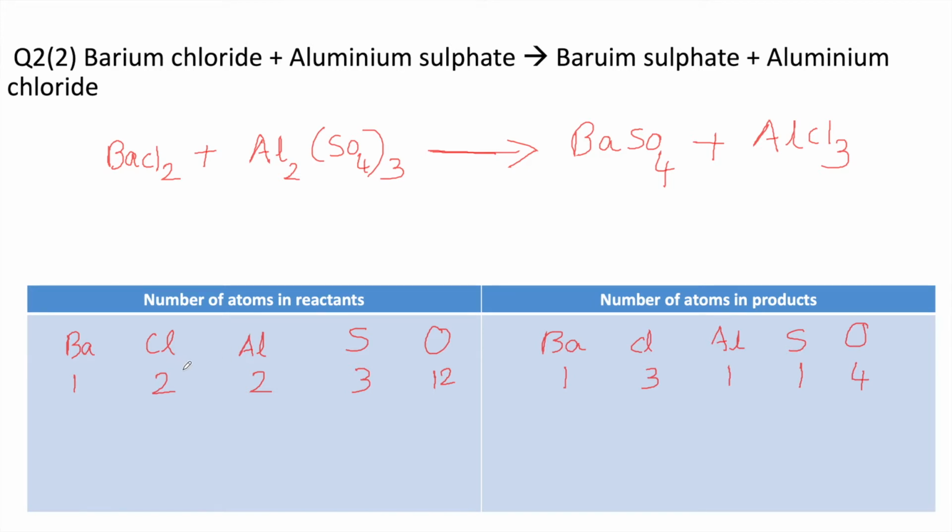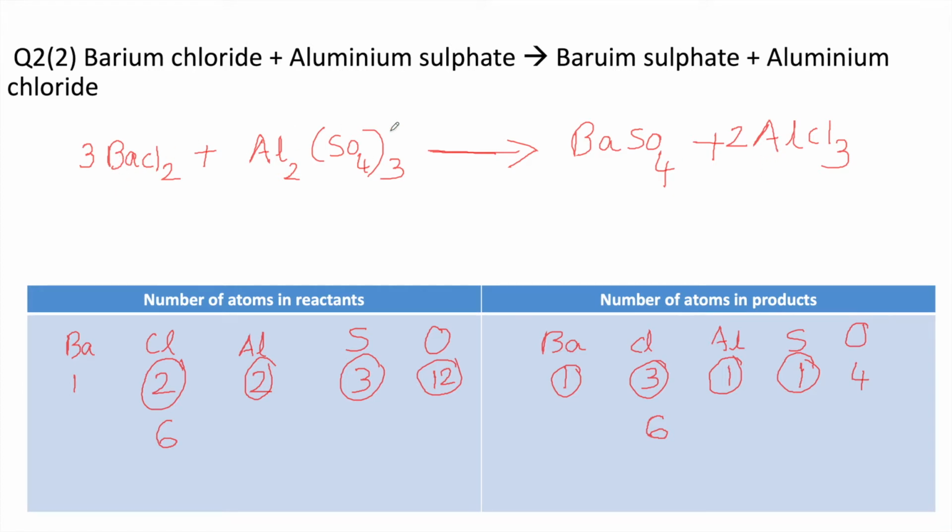So the chlorine, aluminium, sulfur, oxygen all are not balanced. First I am choosing chlorine to get balance. Anything you can choose. Here it's 2, here it's 3. So if I keep a 3 here, chlorine will be 3 into 2, it's 6. The same way if I keep a 2 here, the chlorine is 2 into 3, 6. Chlorine is balanced.